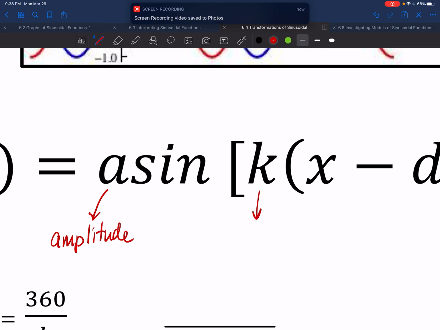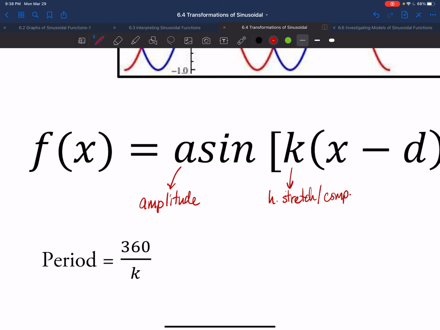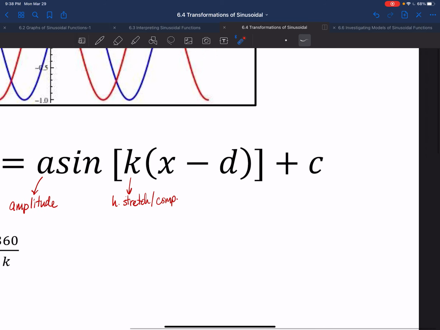K is the horizontal stretch or compression, just like normal. But when you stretch or compress a sinusoidal function, what you're doing is changing the period. So the period is 360, what it normally is, divided by your horizontal stretch or compression. Okay, you notice it's not the reciprocal of K, it's just K, right? So you're multiplying by the reciprocal or dividing by K.